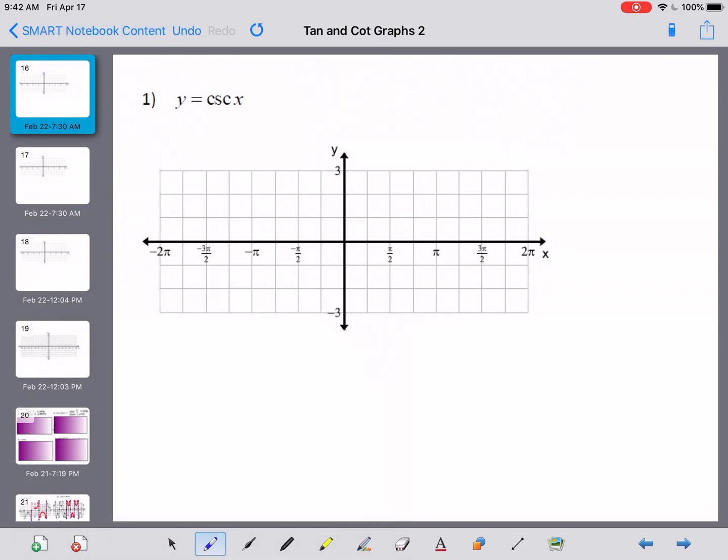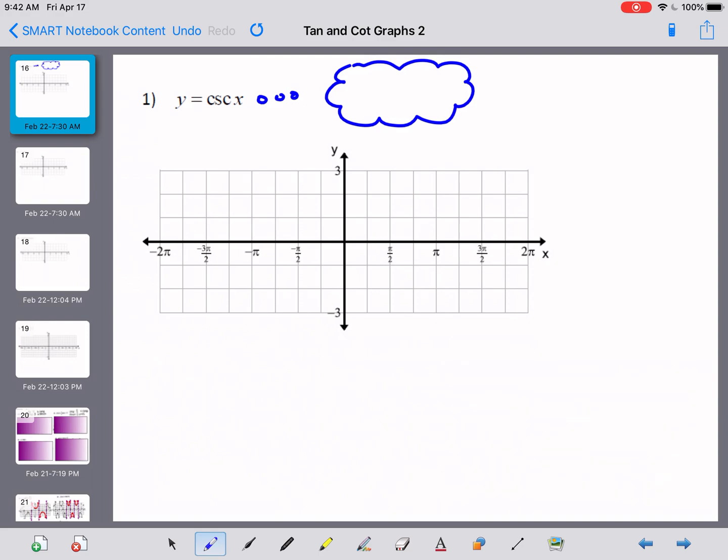All right. This is cosecant, right? So pause, and if you need to pause the video at any point during this lesson, please do that, of course. What is cosecant the reciprocal of? And hopefully you're saying sine.